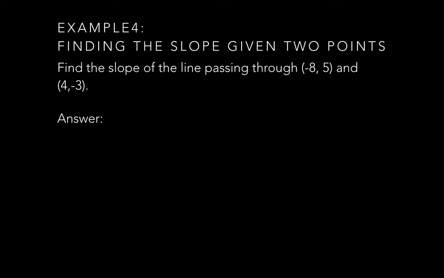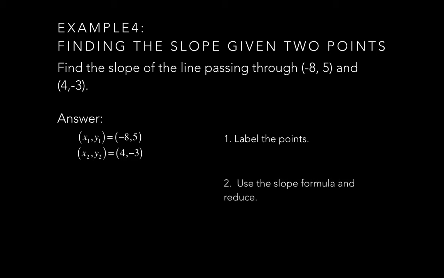Now what if you didn't have a graph? There's a very good chance that you're just given some points like we have here, and we want to find the slope of the line passing through these points. To do so, we would use our equation. First we would label our points. Let this first point be x1 and y1, and the next point be x2 and y2. Then we plug those into our slope formula, and we would reduce.